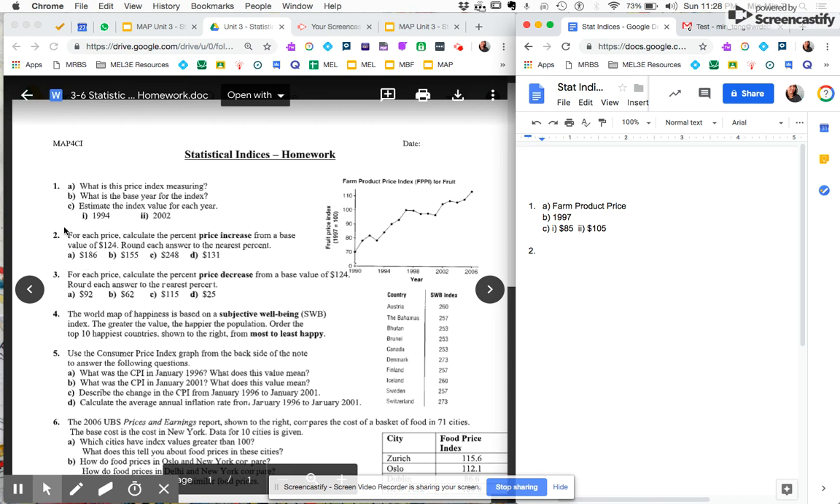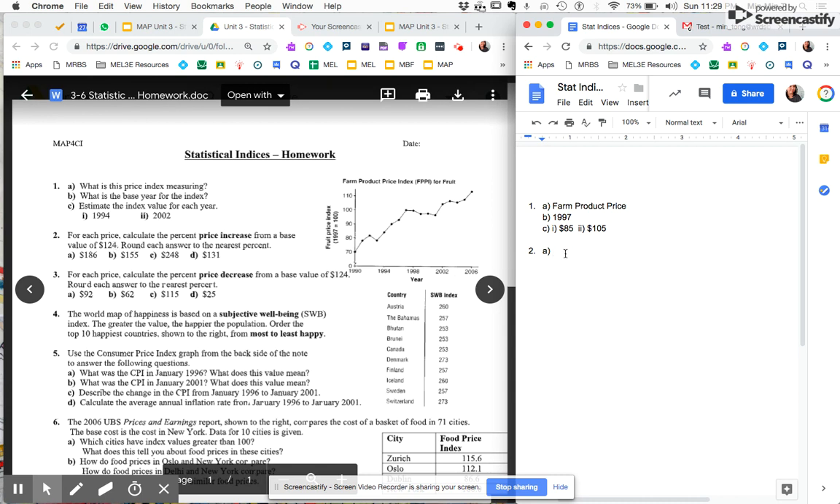Let's take a look at question 2. For each price, calculate the percent price increase from the base value of 124. Round each answer to the nearest percent. For this question, what I want to do is find how much it's increasing from the base year, or the base value that's being used as a reference. In this case, we're looking at 124.